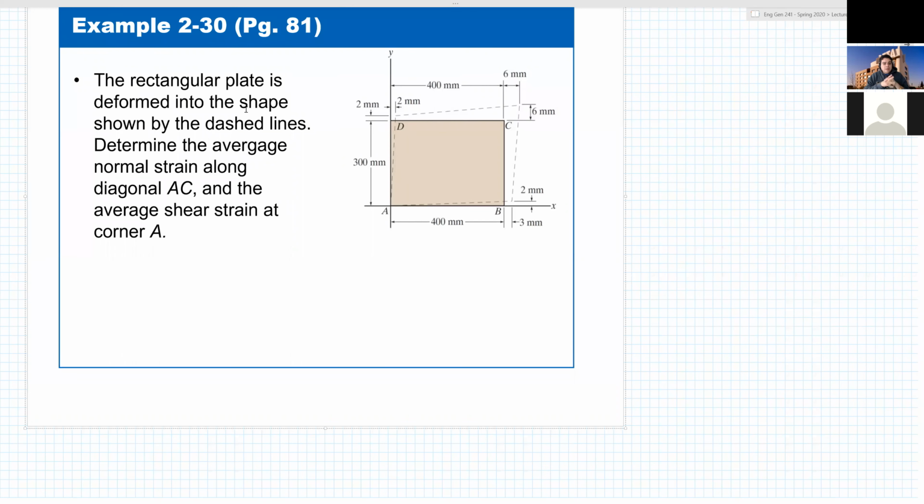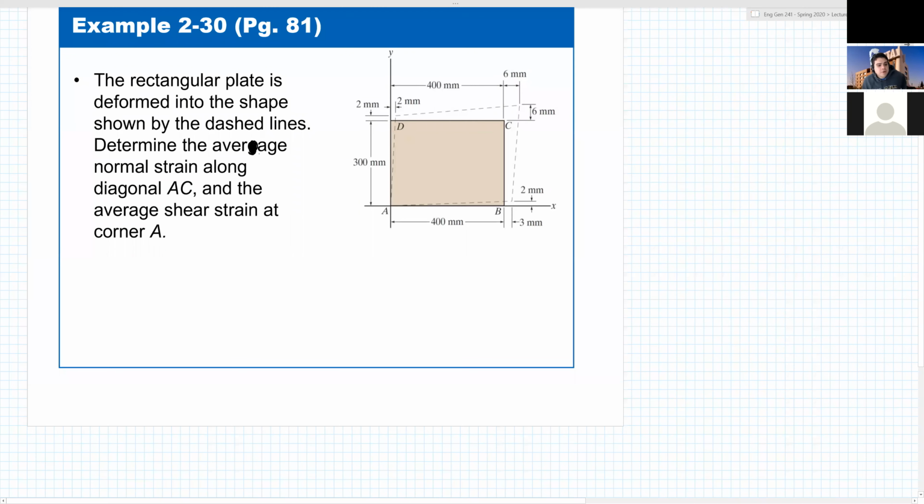So here we have a rectangular plate. Notice how there's normal strain, and there's also shear strain. Normal strain, stretching. What happens to the line segment before and after? Shear strain, change in angle, okay? Before and after, and it matters at what point. What's this here? Average.